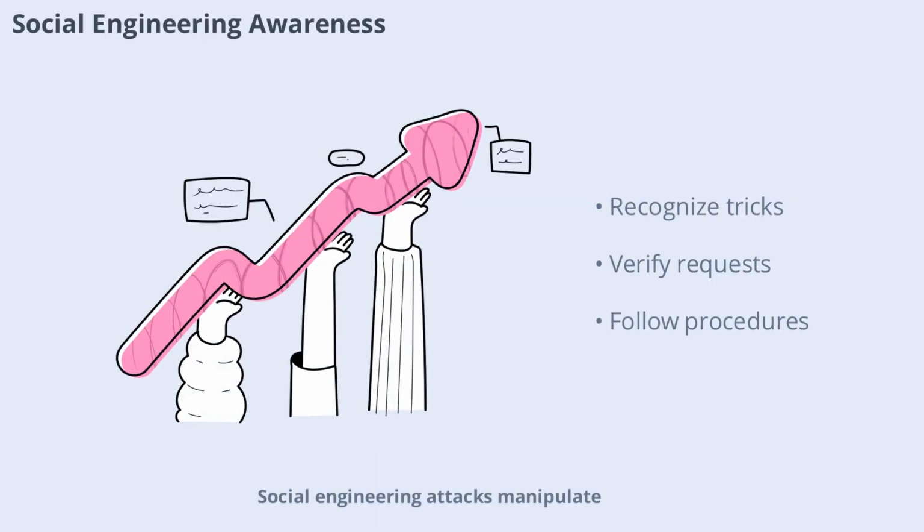Social engineering attacks manipulate people into revealing confidential information. Common tactics include impersonation, pretexting, and baiting. Educate yourself and your team to recognize these tricks and verify requests for sensitive information. Always follow established procedures and never share passwords or confidential data without proper verification.